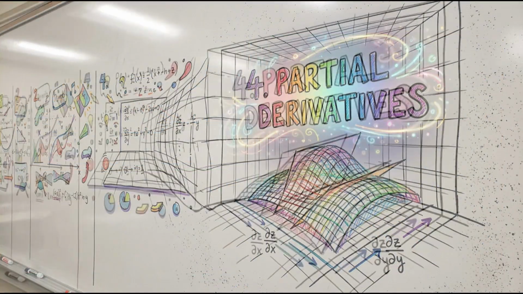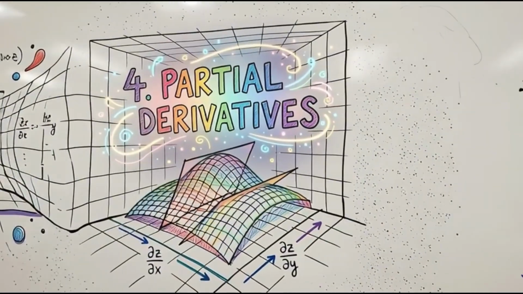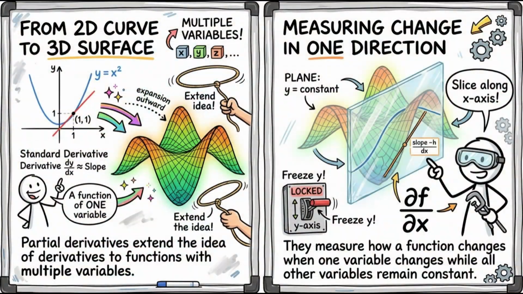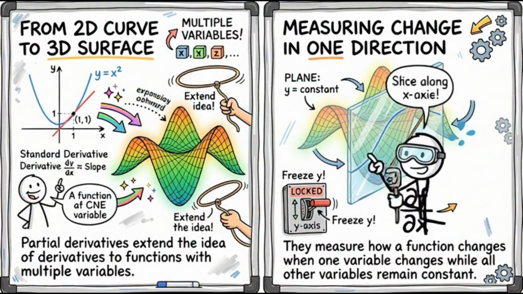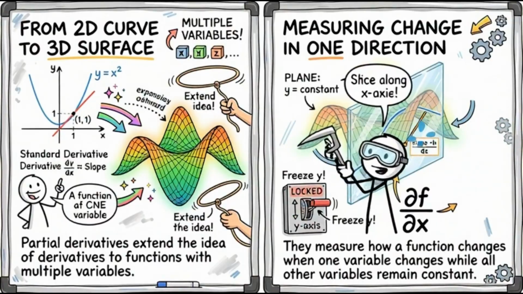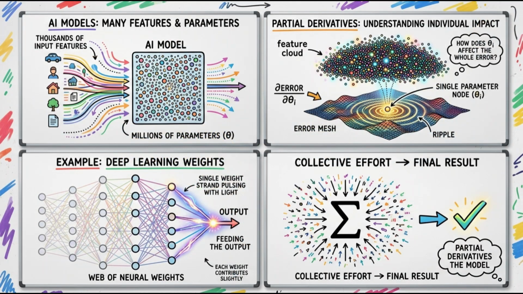4. Partial derivatives. Partial derivatives extend the idea of derivatives to multiple variables. They measure how a function changes when one variable changes while all other variables remain constant. Artificial intelligence models usually contain many input features and millions of parameters. Partial derivatives help the model understand how each individual parameter affects the overall prediction error.